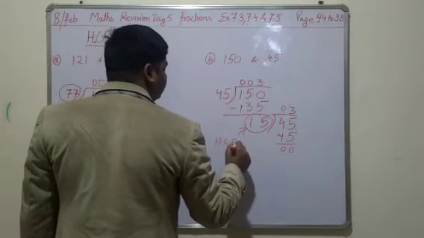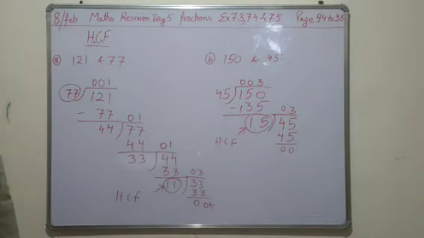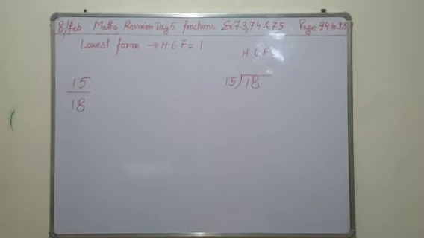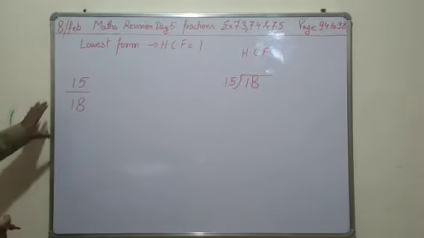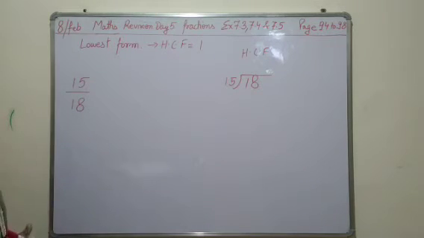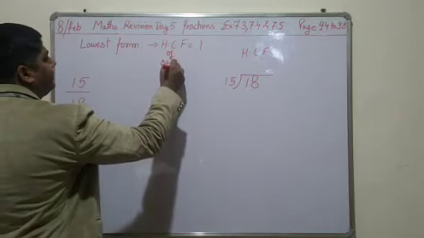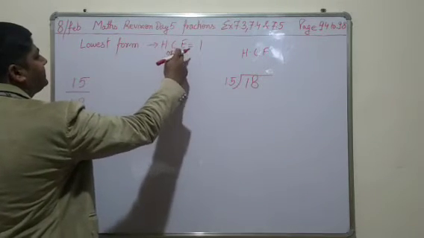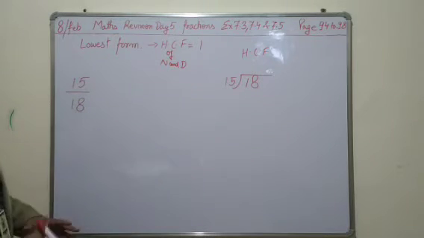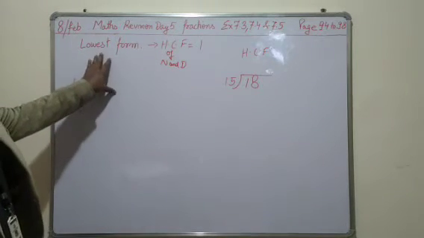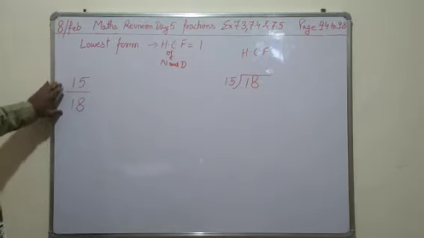So how will we use this HCF? Let's see how we will use this HCF to form the lowest term. Now we will discuss what is the lowest form. The lowest form is the form of the fraction where the HCF of the numerator and denominator is 1. If the HCF of numerator and denominator comes to 1, then that form of the fraction will be the lowest form. So here we have 15 upon 18.